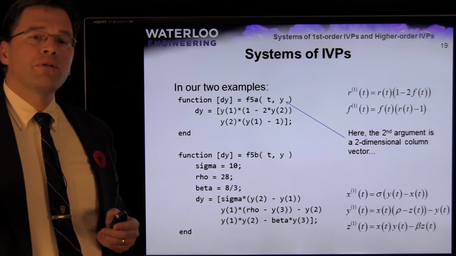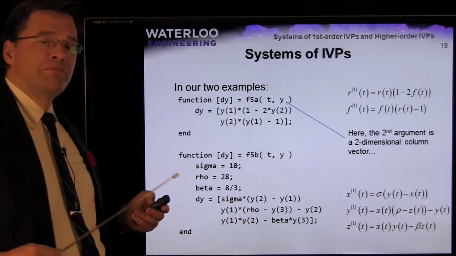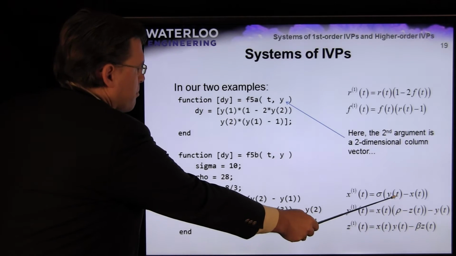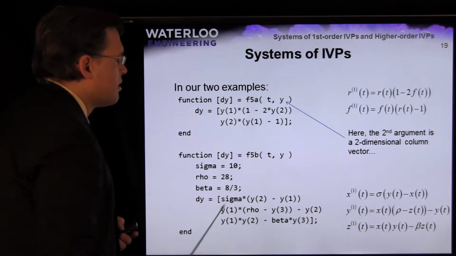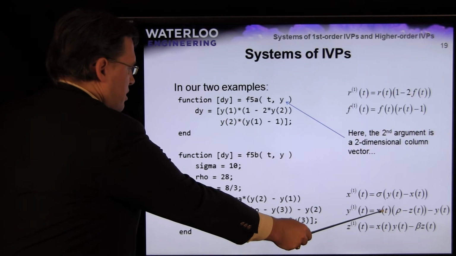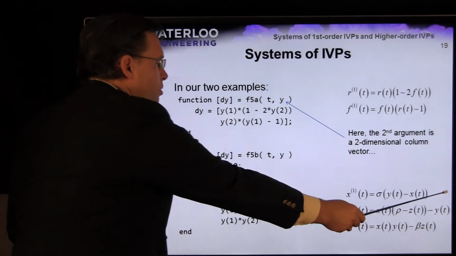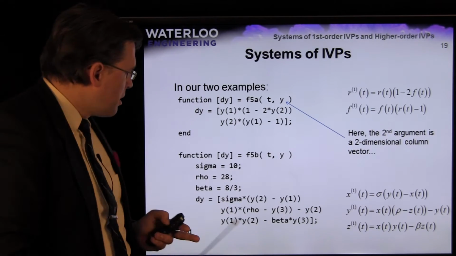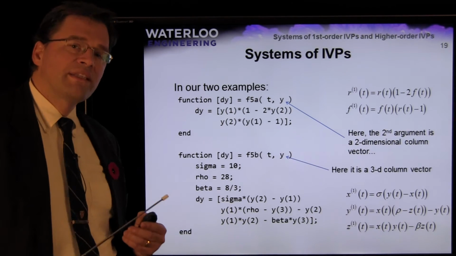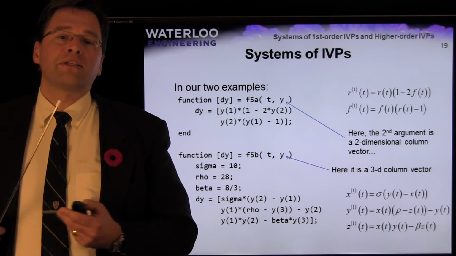In the second example, the Lorenz equations, here are our constants. We're going to define them a priori. And now, sigma times the second component minus the first component. The derivative of the second function is just the first function times rho minus the third function, all minus the second function. And similar for the third one. So in this case, the second argument is not going to be a scalar, but a 3-dimensional column vector.